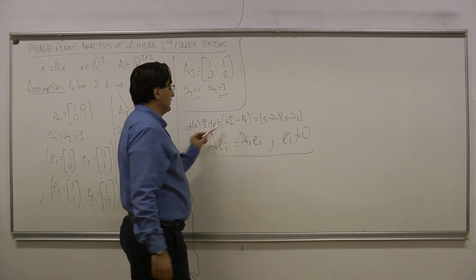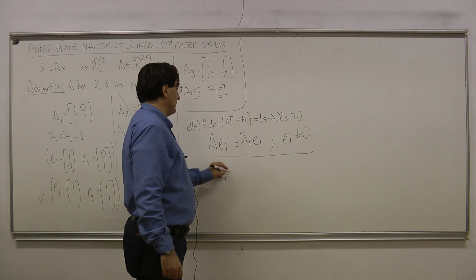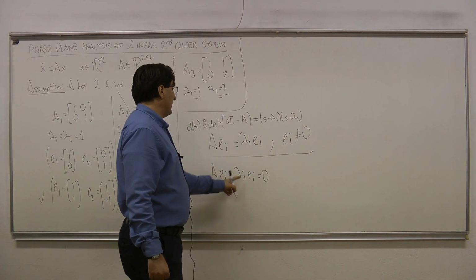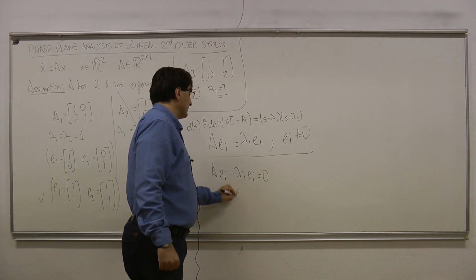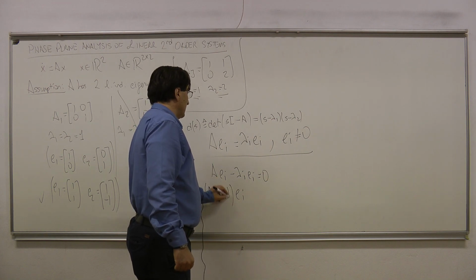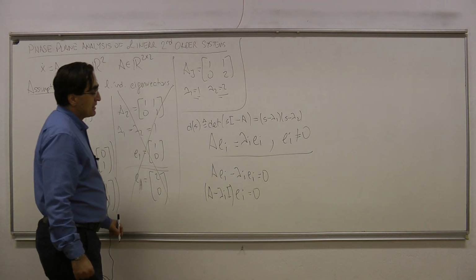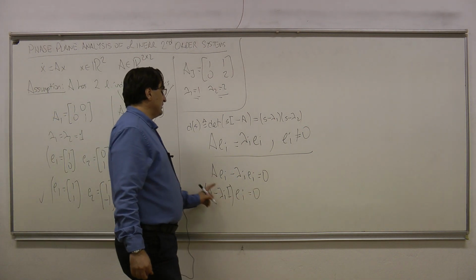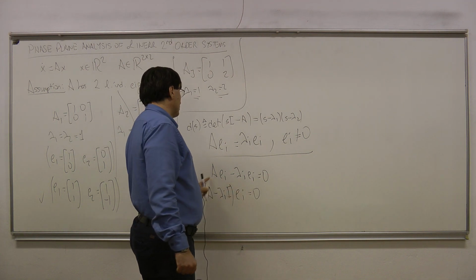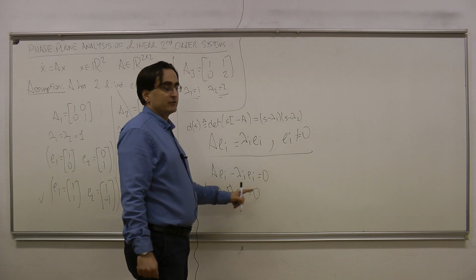In general, I'm going to write this equation as follows: A e_i minus lambda_i e_i is equal to 0. And I will take e_i in parentheses here. In e_i parentheses, I have A minus lambda_i times identity, equal to 0. So this tells us that e_i is a non-zero vector that is going to give me 0 when I multiply it with this matrix.